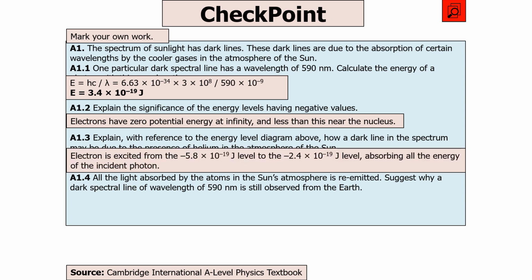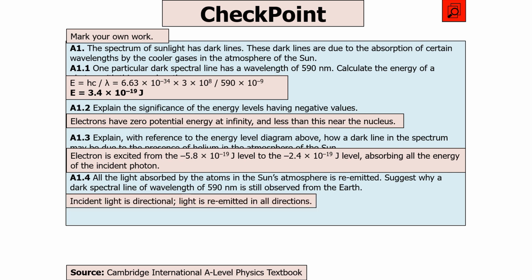Now you can see that in the next question the electron's excited from the minus 5.8 times 10 to the minus 19 joules level to the minus 2.4 times 10 to the minus 19 joule level. So it absorbs all that energy from the incident photon. And then why would it still be observed from the Earth? Because this incident light is directional and is re-emitted in all directions.